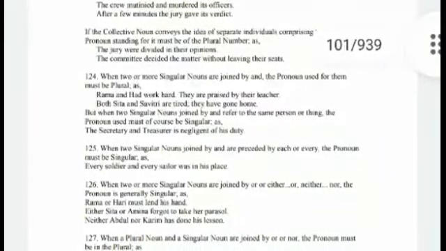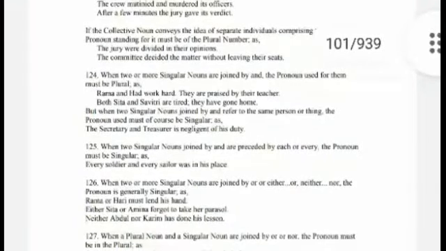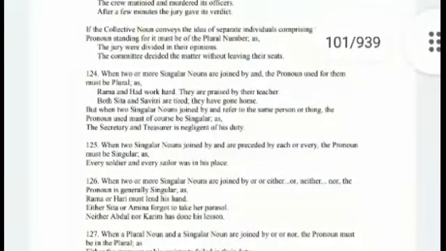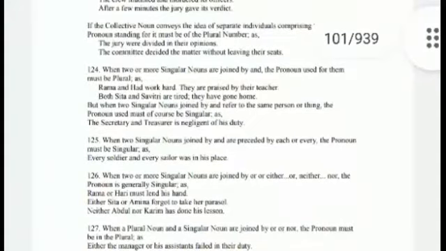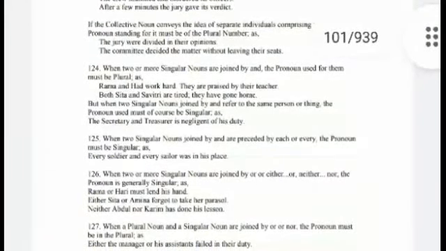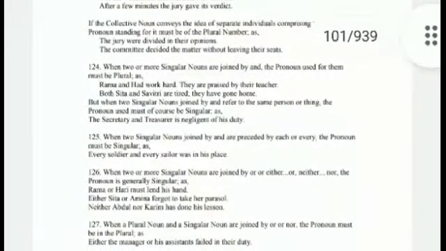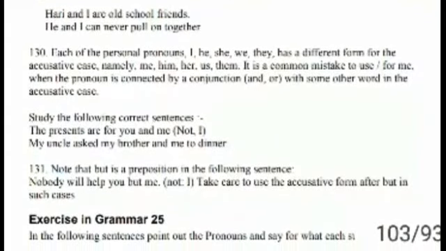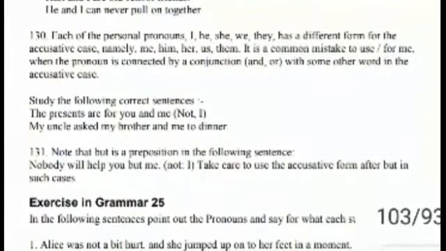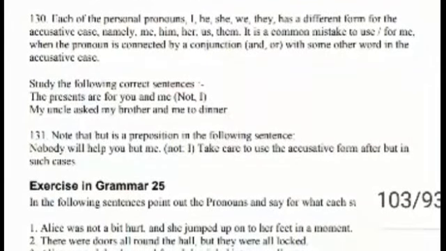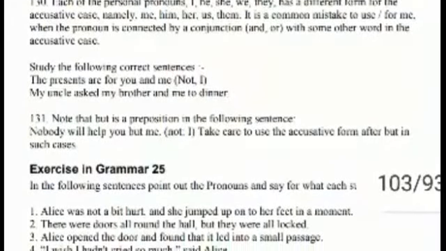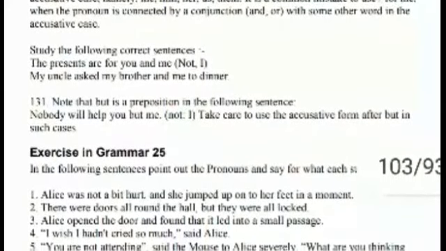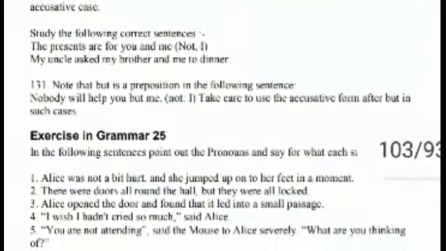You and he, not he and you. Hari and I, not I and Hari. He and I, not I and he. You and I must work together. You and he must mend your ways. Okay? So Hari and I are old school friends, not I and Hari. Here, Hari and I are old school friends. He and I can never pull on together.